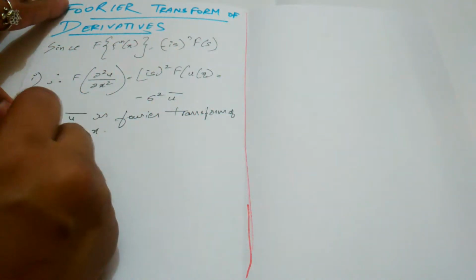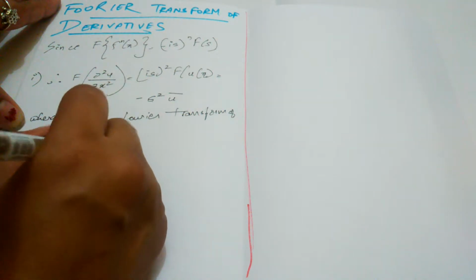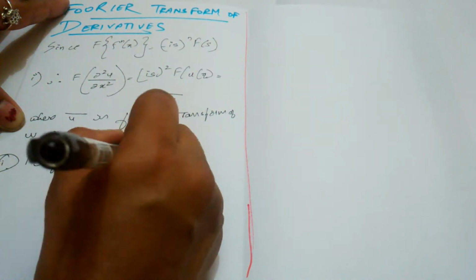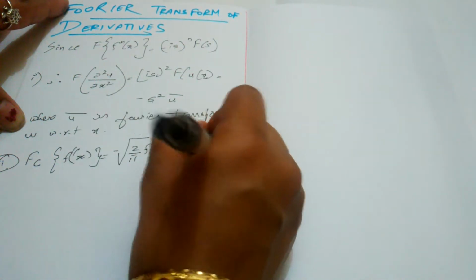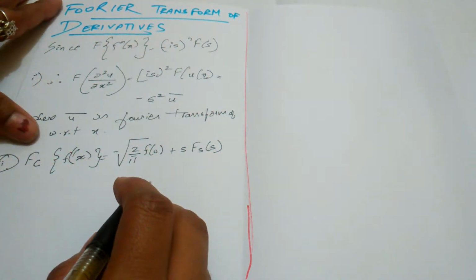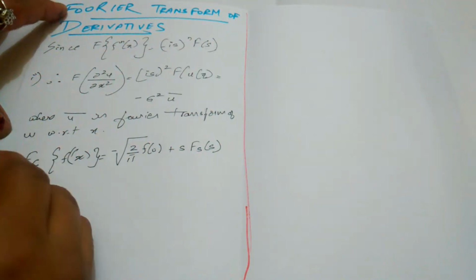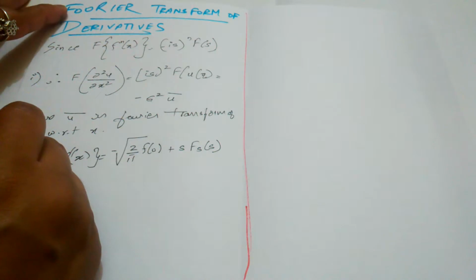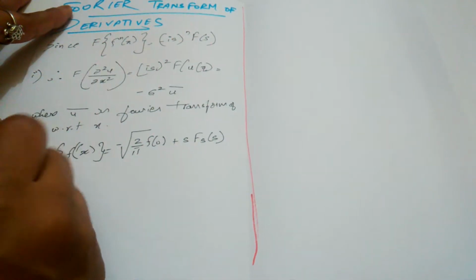Second, we have to prove that F_c of f dash of x is equal to minus square root of 2 by pi f of 0 plus s F_s of s. So let me solve the LHS part, and we should get the RHS part. So we will solve that LHS.